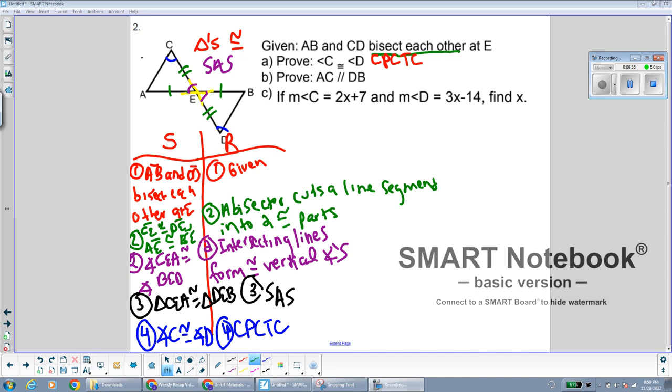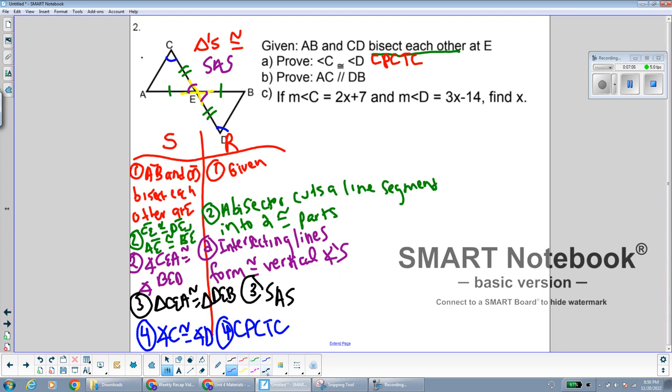Intersecting lines form congruent vertical angles. Then we have all of our information for SAS. We mentioned the angle, and we mentioned the two sides surrounding the angles. And then finally, once we have our triangles congruent, the corresponding angles are also congruent with CPCTC. Now we can move on to part B. Part B says to prove that line segment AC is parallel to line segment DB. Well, in our last step of the proof, we proved that angle C was congruent to angle D.